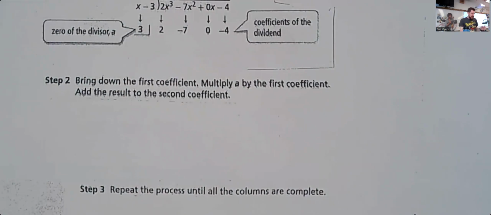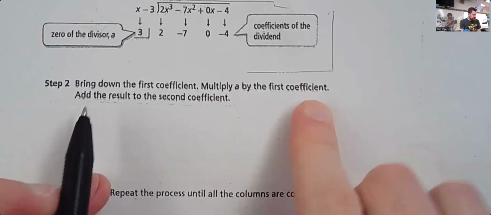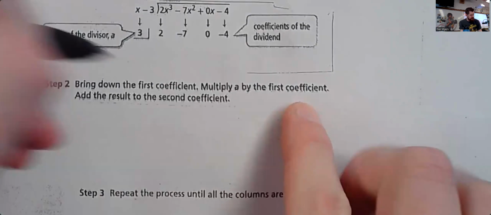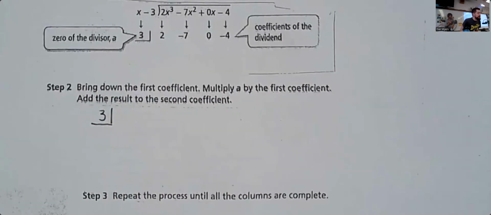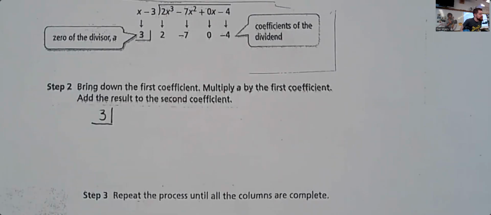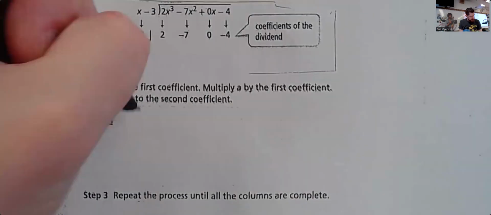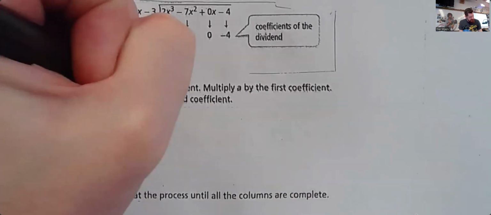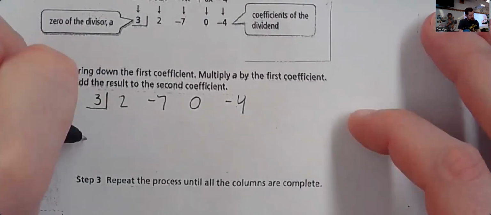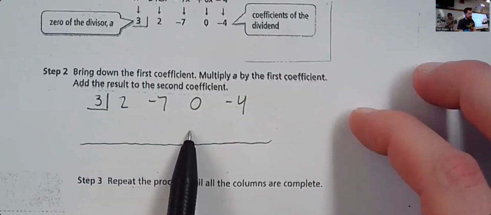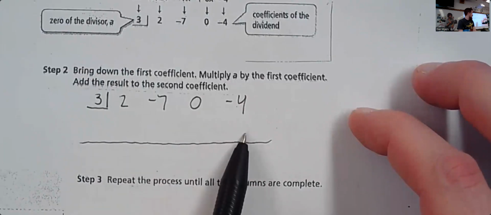Now, once you do that, let's go ahead and rewrite this problem. It says bring down the first coefficient, multiply. All right, let's see, 3. And just go ahead and square it off up there. And then next to the 3, we're going to be writing 2, -7, 0, and -4. We're spacing them out a little bit. And then we're going to go ahead and draw a line down here. Make it a little bit further down because we're going to be placing numbers underneath each of these values.